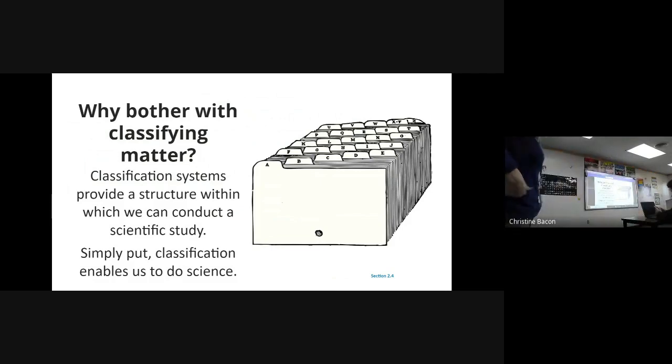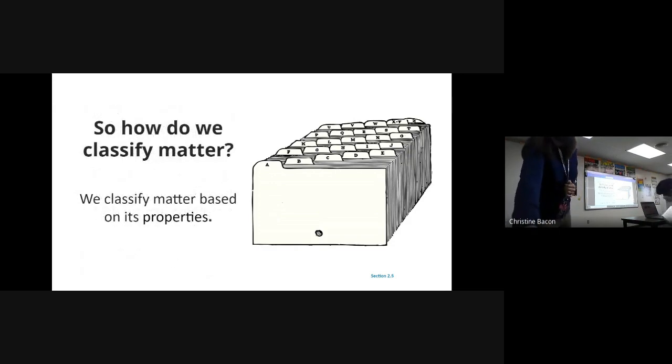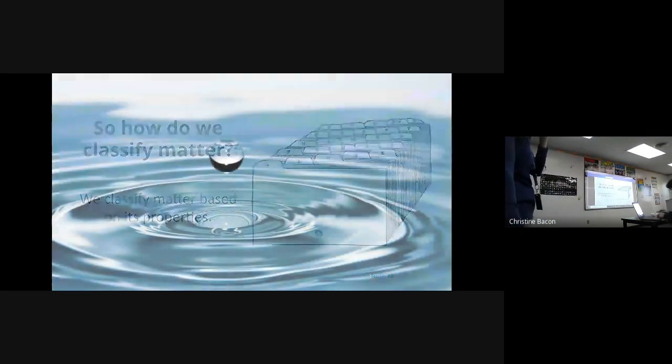Okay, so why do we even bother classifying matter? Classification systems provide a structure within which we can conduct scientific studies. Simply put, classification enables us to do science. So how do we classify matter? We classify it based on its properties, its qualities, its characteristics.